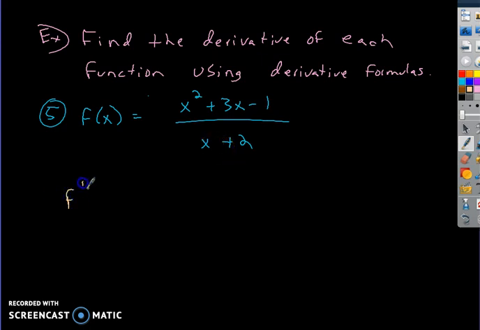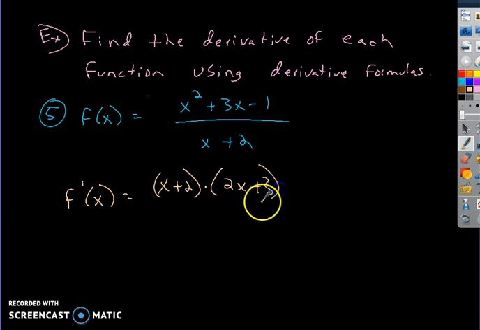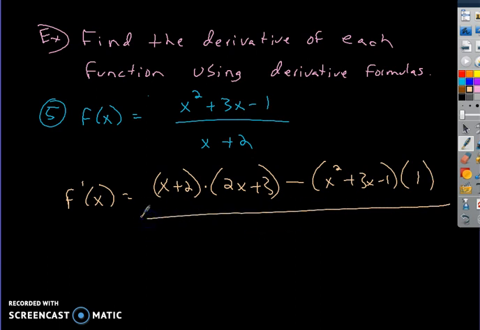So f prime of x should equal the denominator times the derivative of the numerator. So the derivative of that should be 2x plus 3. Subtract the numerator times the derivative of the denominator. So that's going to be 1. That's going to be over the denominator squared. So this is what it is.